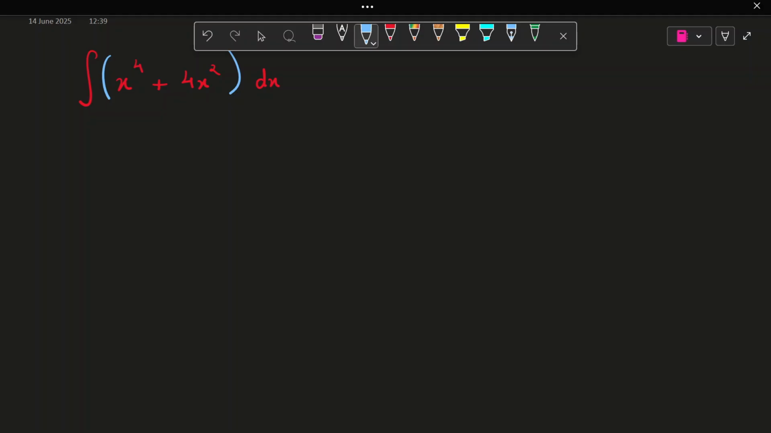Now the basic thing that we know is integration of x to the power of n dx is something like x to the power of n plus 1 over n plus 1 plus c. C is a constant, we'll have to write it after every integral. Don't forget to write that. Now using the same property, we'll just start solving the question.